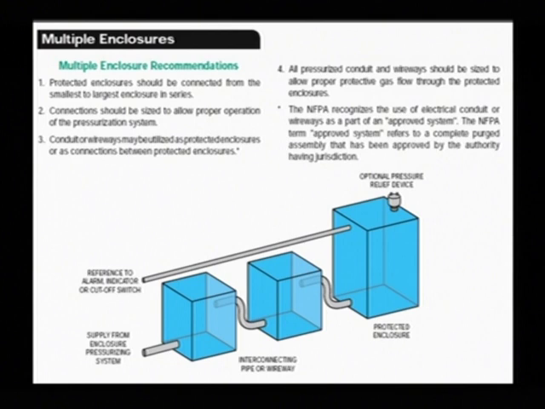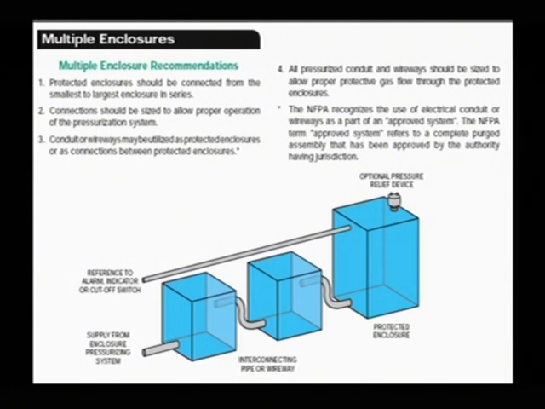If you have multiple enclosures, you start with the smallest enclosure first. You have the pressurized system come in the bottom, come out of the top, come through the bottom, come out of the top, through the bottom. Out of the largest enclosure, you've got your relief device here, and then you've got your alarm indication or cutoff switch heading in this direction. So here you have protected enclosures should be connected from the smallest to the largest enclosure in series. Connections should be sized to allow proper operation of the pressurization system.